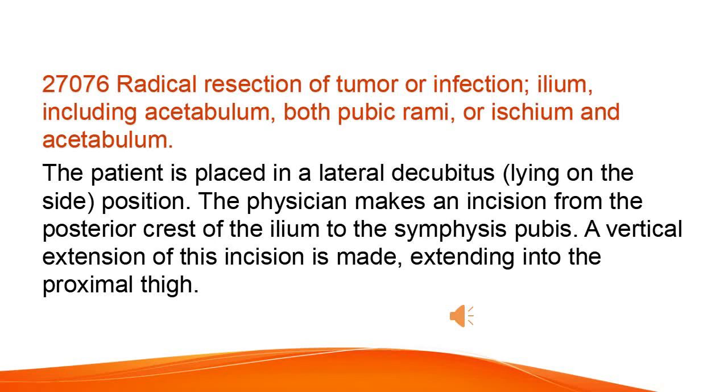Radical resection of tumor or infection, ilium, including acetabulum, both pubic rami or ischium and acetabulum. The patient is placed in a lateral decubitus, lying on the side, position. The physician makes an incision from the posterior crest of the ilium to the symphysis pubis. A vertical extension of this incision is made, extending into the proximal thigh.